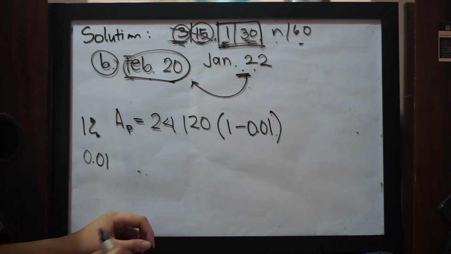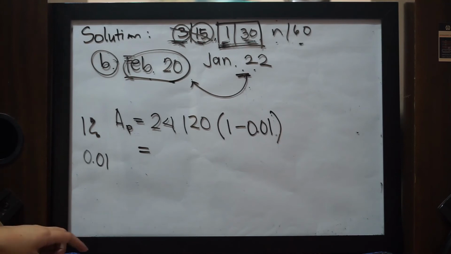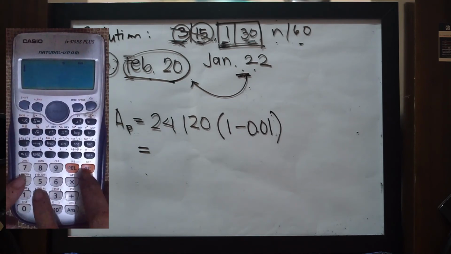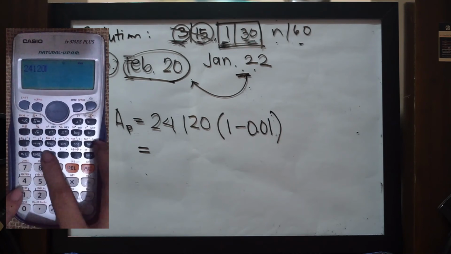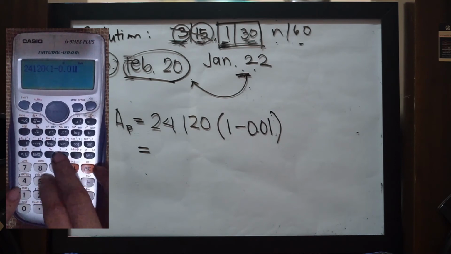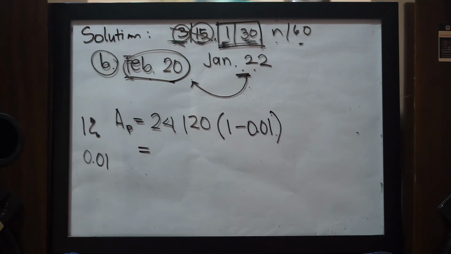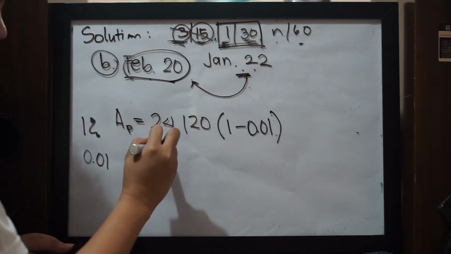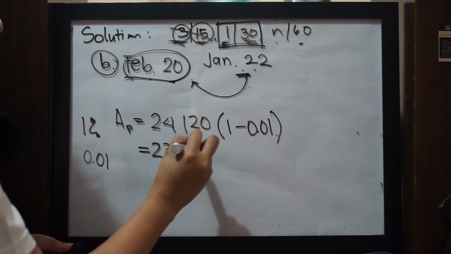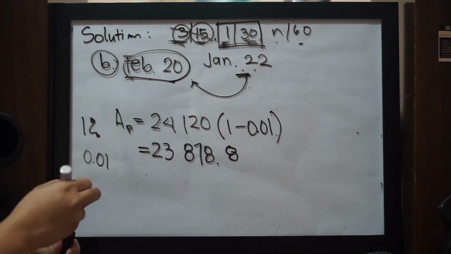So, having this one, we can directly solve for this one in your calculator. So, we will have 24,120 open parentheses 1 minus 0.01 close parentheses, then equal sign. S to D ulit, then we will come up with 23,878.8. Pwedeng ganito na, direct, walang problema.